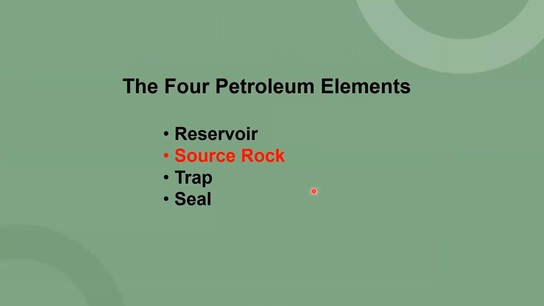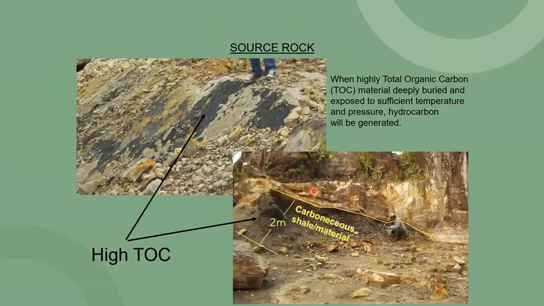The second thing is the source rock. The source is normally highly rich in total organic carbon, which is TOC material, deeply buried and exposed to sufficient temperature and pressure, so that hydrocarbon will be generated. This is an example which is shown here. This is a shale, which normally looks blackish. If you look at the cross section in this figure, this is like a 2 meter thick bed. And over here, you can see the carboniferous shale material. When this rock is buried into the subsurface with high temperature and pressure, then only it can produce.